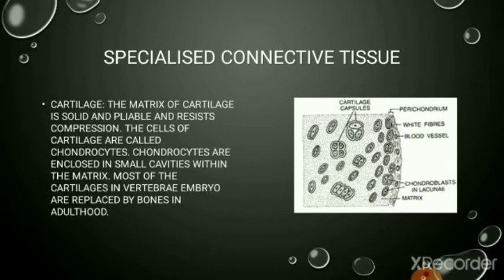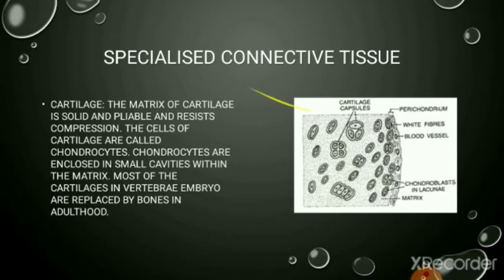Most of the cartilage in the vertebrate embryo is replaced by bones in adulthood. So generally, most of the cartilaginous tissue present in the early stages of life is replaced by bones in the adult condition. But in the adult condition also, cartilage is present in various parts of the body, like in the nostrils, in the external pinna, and at the joints of the bones.